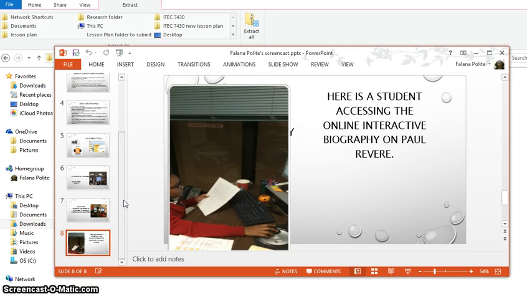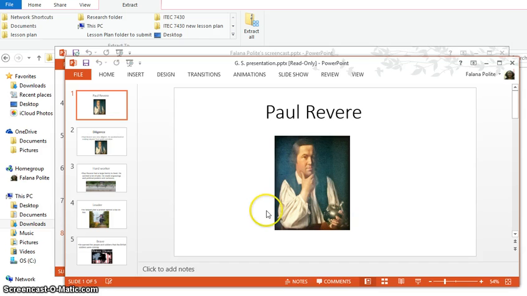For differentiation, students were allowed to use the Web 2.0 tool they felt comfortable using to create their presentation. Struggling students worked in small group or with a partner. Students were able to listen to the interactive biography online, and it was read to them. All expectations were clearly expressed before the directions were given.